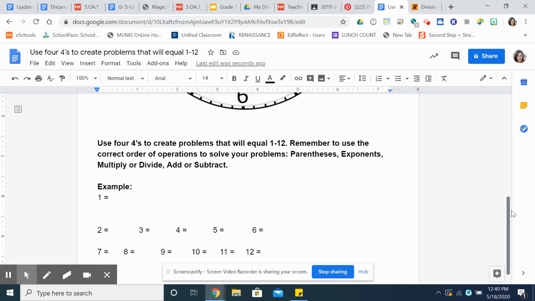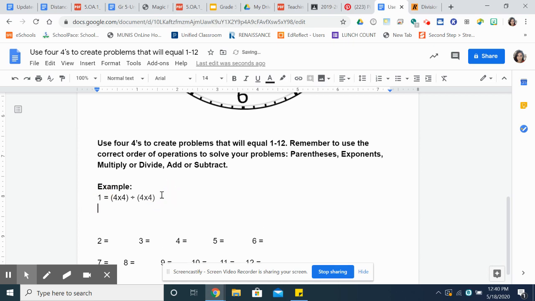Let me go ahead and show one for you. I'm going to only use 4s: 4 times 4, divided by 4 times 4, and I'm going to see if that equals the number 1. So I am trying to solve for 1.